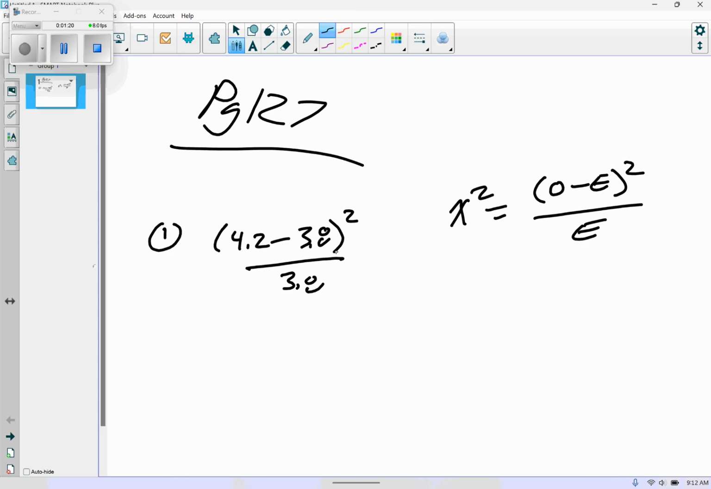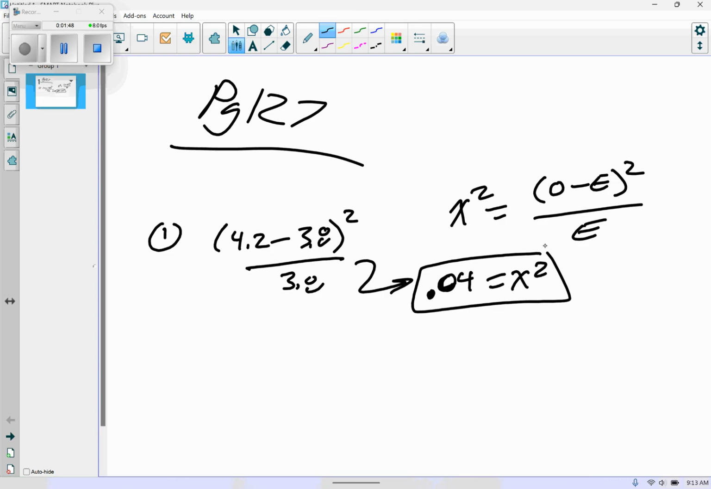4.2 minus 3.8. Square that. 4.2 minus 3.8 squared divided by 3.8. So this gives a chi-squared value of 0.04. Okay, observed minus expected quantity squared divided by the expected.